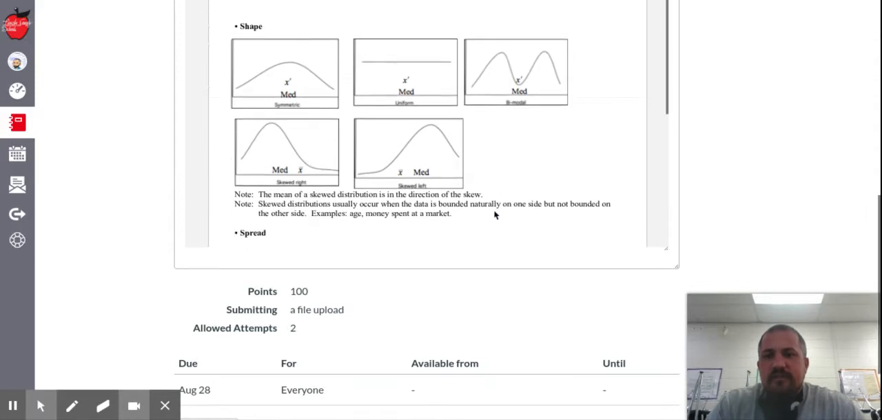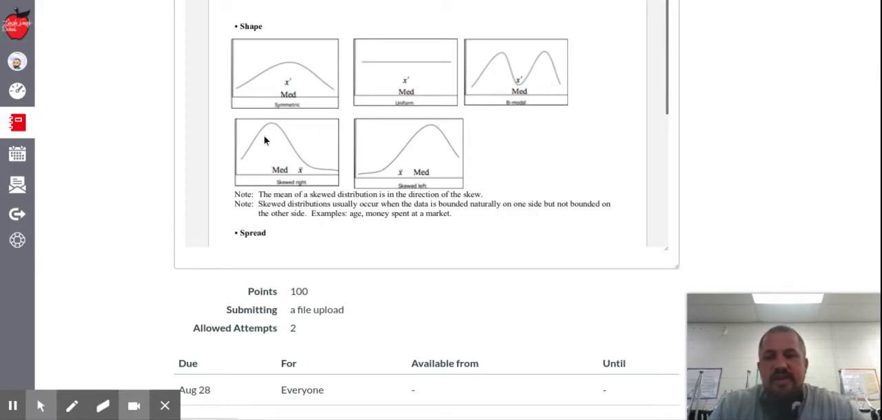So if we look at these, this is a roughly symmetric graph. It looks like a bell shape. Most of the data is in the middle, and then it spreads out from there. A uniform graph would be the same all the way across. If you think about wearing a uniform, everybody's wearing the same. This is called a bimodal graph because you have a lot of data right here, and you also have a lot of data over here. So there are two modes, two places where most of the data is.